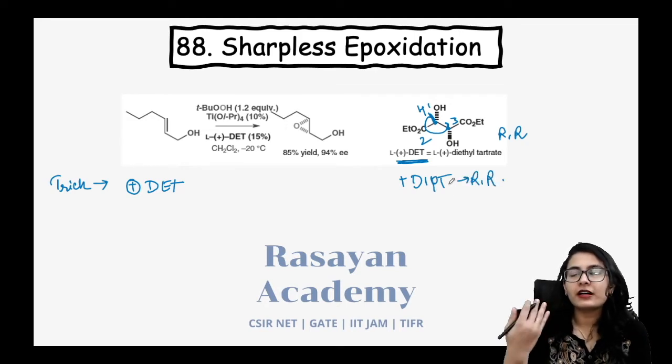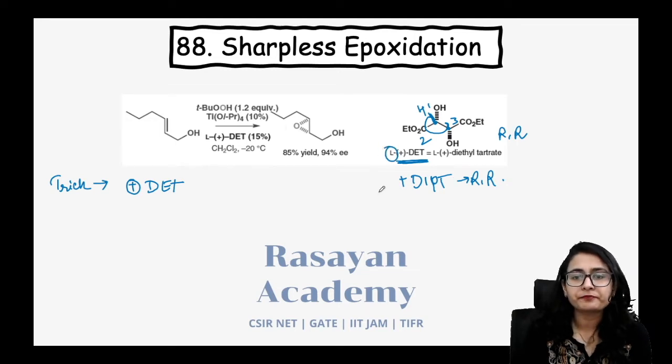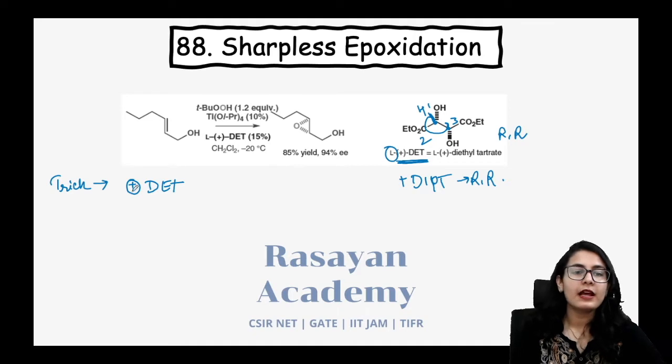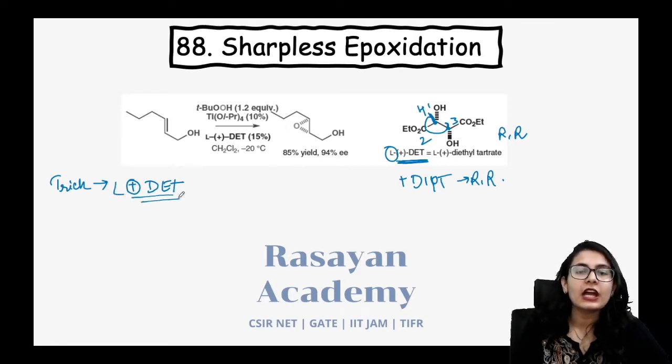But experimentally it is found to be levorotatory. Sorry, not levorotatory. This is the capital L, not the small l. Anyways, so when you're having the L plus DET, you will do the epoxidation.